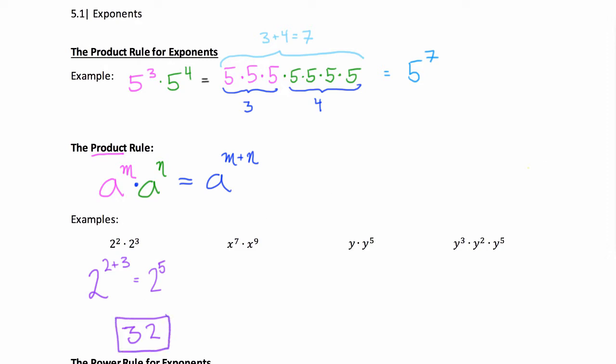But now here where I have just variables, I'm not able to do that. So here, x to the 7th times x to the 9th. I have 7 factors of x here. I have 9 factors of x here. So the total number of factors of x is 7 plus 9, and that gives me x to the power of 16.